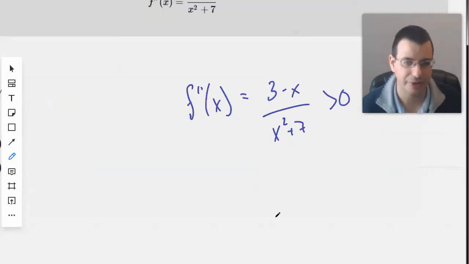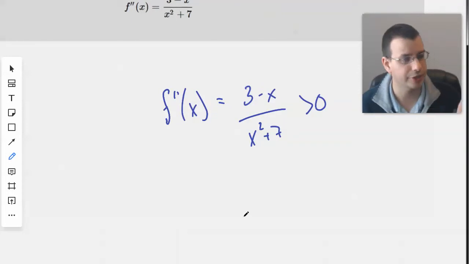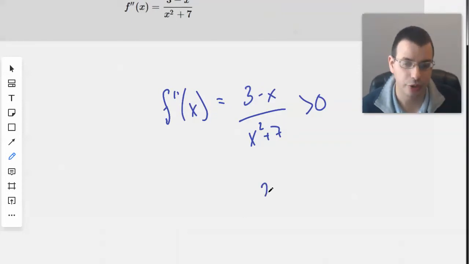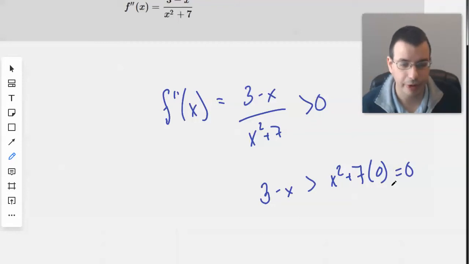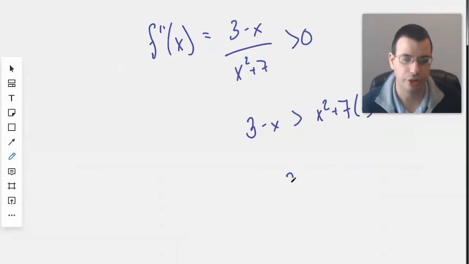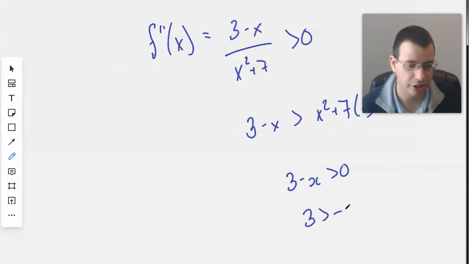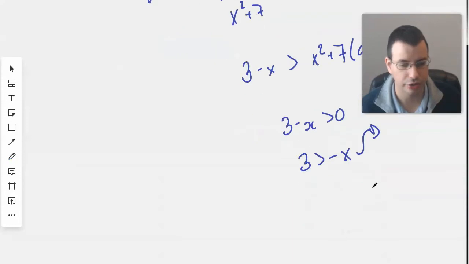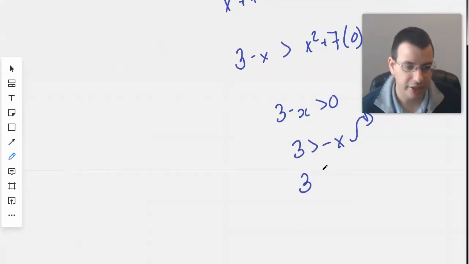So, this feels pretty straightforward. We got this. We can do this. So we want to find when 3 minus x is greater than (x squared plus 7) times 0, which is 0. And so we want to know when 3 minus x is greater than 0. So 3 is greater than negative x. So then x is greater than negative 3.